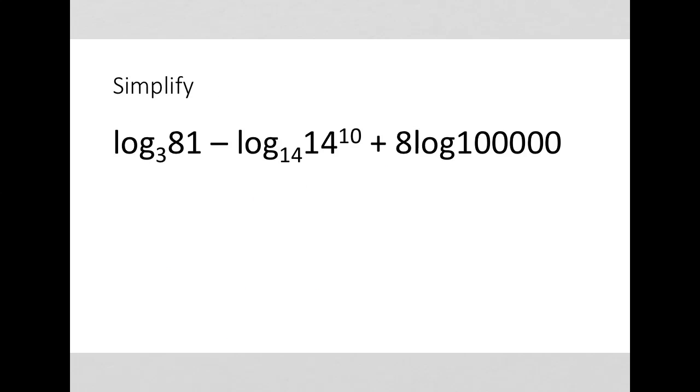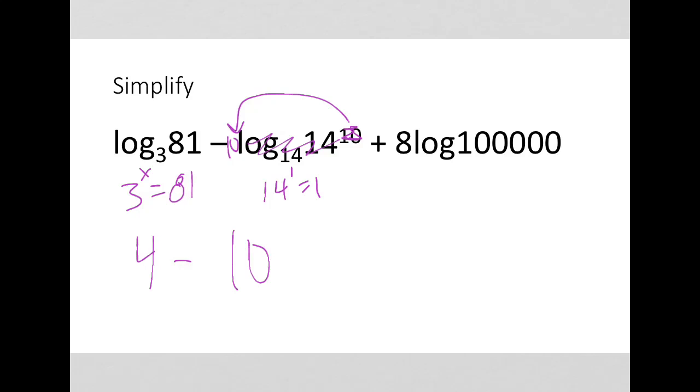Same idea, going to use some rules here to simplify things. So the first log is saying 3 to what power gives you 81. Well, I usually just count out multiples of 3 on my fingers. So I get 3 times 3 is 9, times 3 is 27, times 3 is 81. So this will simplify as 4 minus, well, notice here I have log base 14 of 14 to the 10. So I could pull that 10 out front. And then I have log base 14 of 14, which is just 1. So that's going to simplify to 10 because 14 to the 1 is 14.